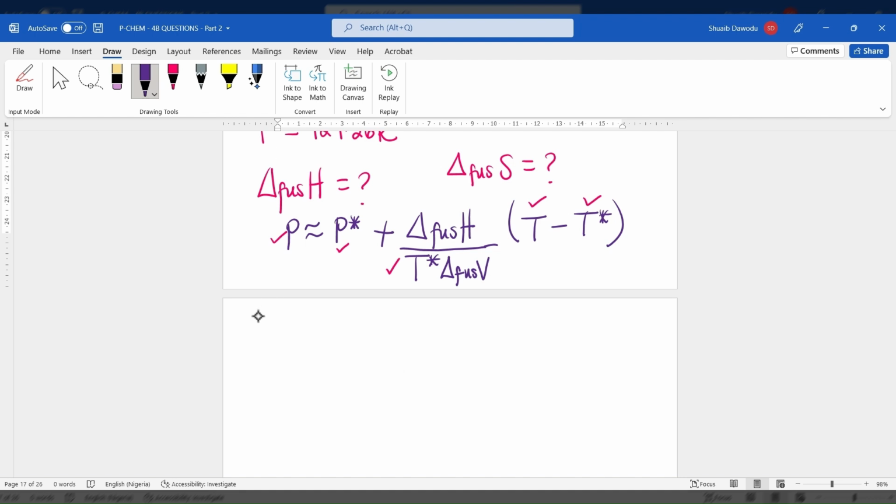So the change in molar volume of fusion is going to be the final molar volume, the one for the liquid because it's a melting process, minus the one for the solid.